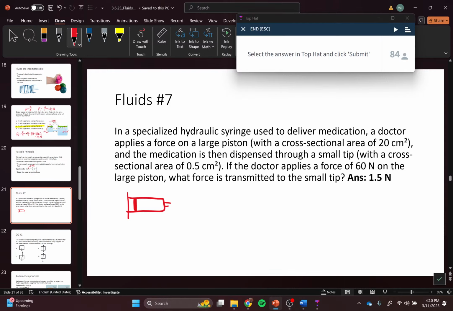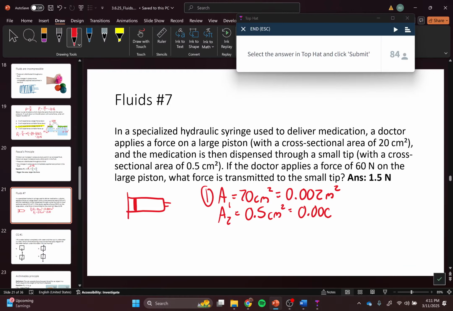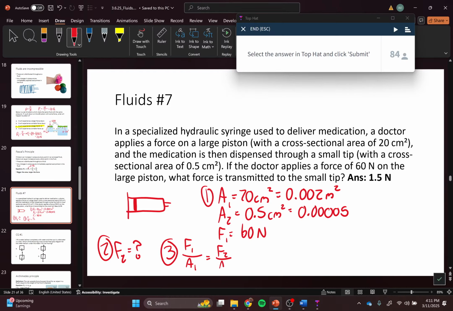So this one I'll kind of breeze through because it's pretty straightforward. Area 1 is going to be 20 centimeters squared, which we're going to go ahead and convert to 0.002 meters squared. Area 2 is going to be 0.5 centimeters squared, 0.00005 meters squared. Force 1 equals 60 newtons. We're solving for force 2. Pressures are the same, all that good stuff. F1 over A1 equals F2 over A2.